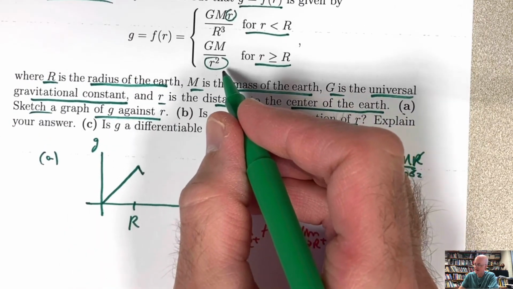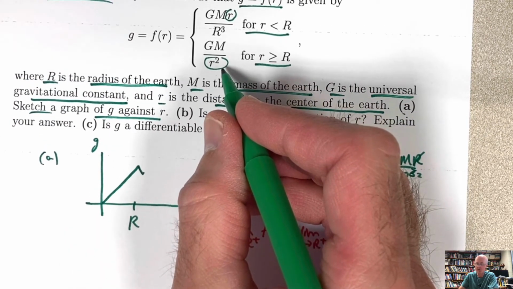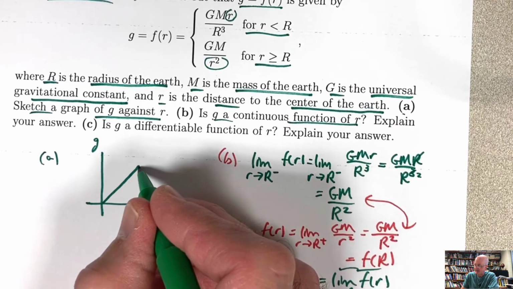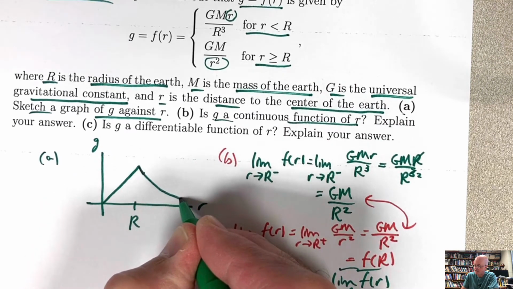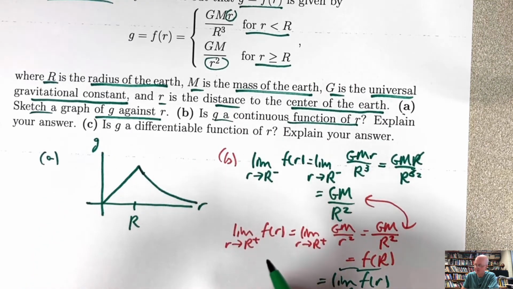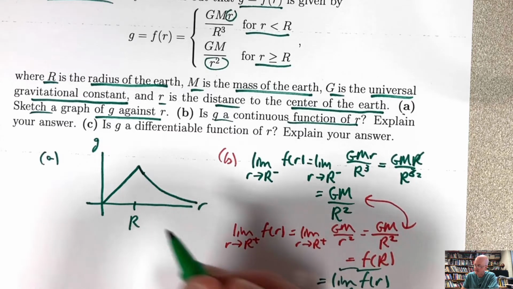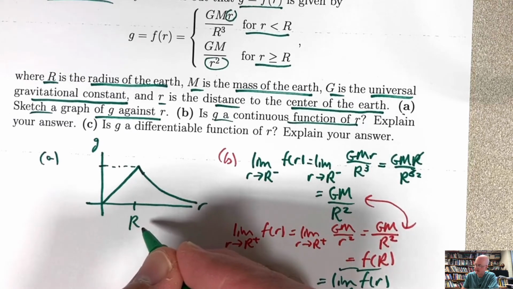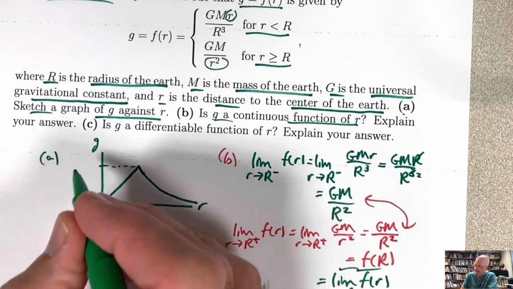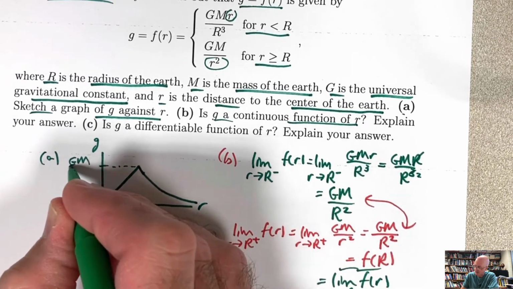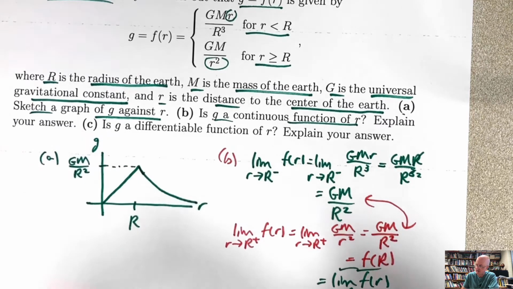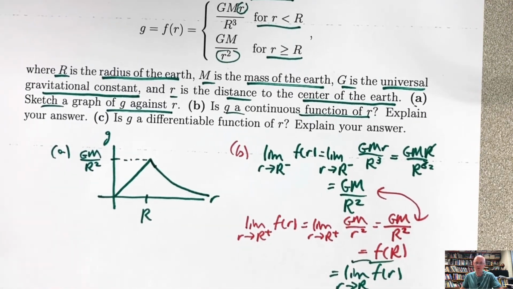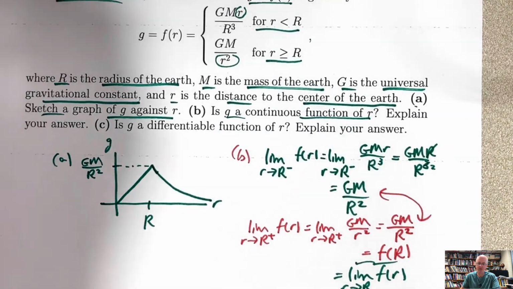And this is not a linear function. It's something over r squared. It's a nonlinear function that's going to have the horizontal axis as a horizontal asymptote. So the graph looks like this. The value of the function at little r equals capital R is this limiting value, capital G times capital M over capital R squared. Before we do part C, let me do my little treat for you here.